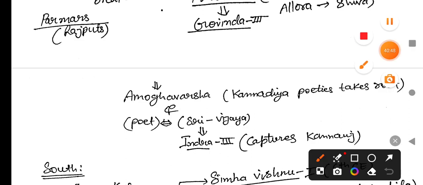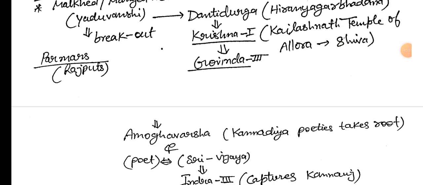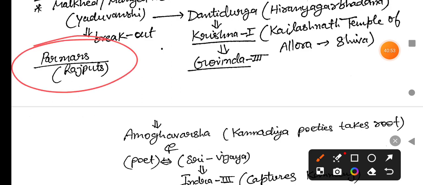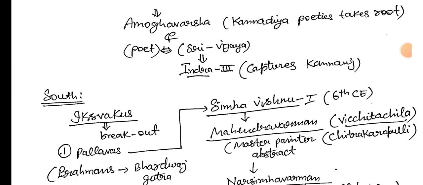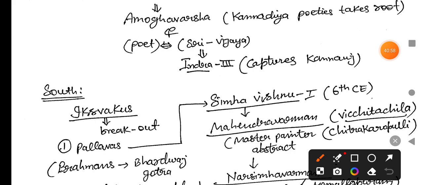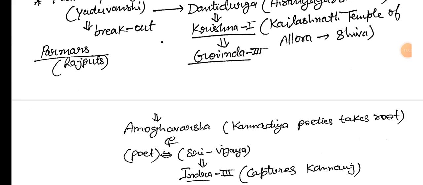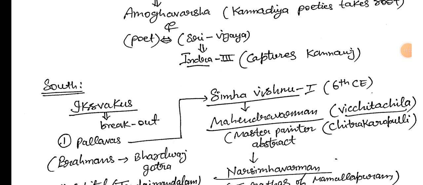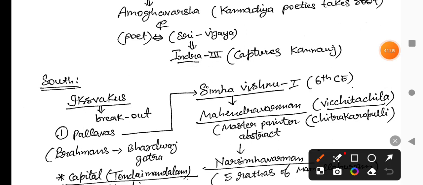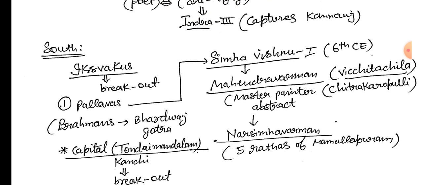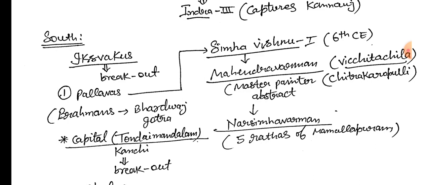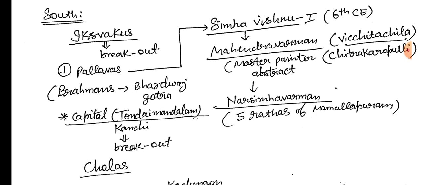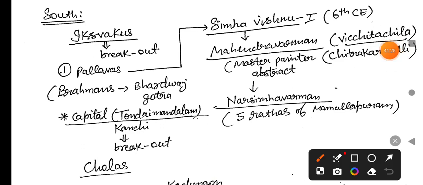Next, after the breakout of the Rashtrakutas, the Paramaras came, and they were Rajput rulers. After Govinda III, Amoghavarsha came. Kannada poetry took root, Kannada poets in the Karnataka region. Poet Sri Vijaya is mentioned, and Indra III captured Kannauj. Indra III defeated the Pala or Pratihara king and captured Kannauj, because Kannauj was a very prominent location or kingdom of Harshavardhana.